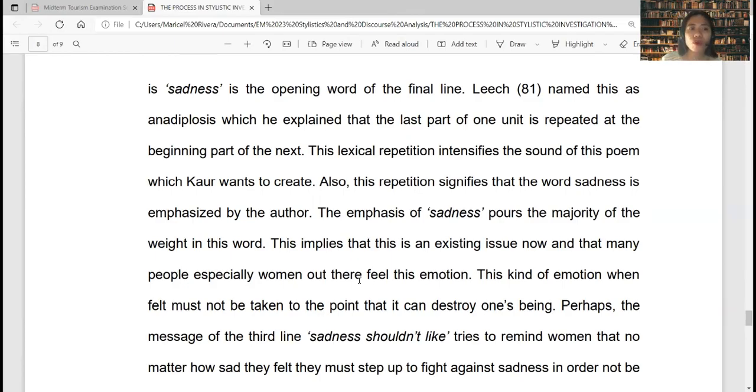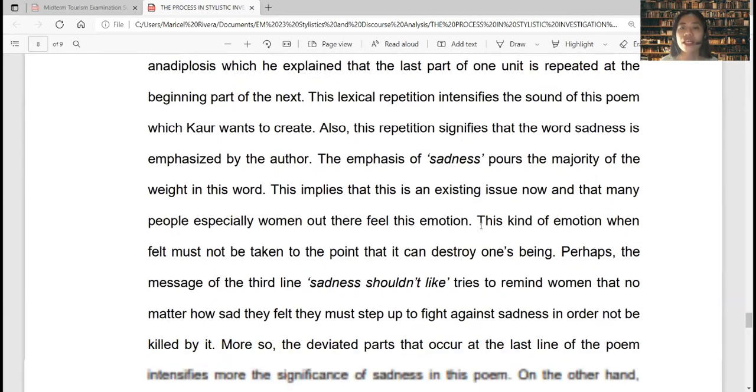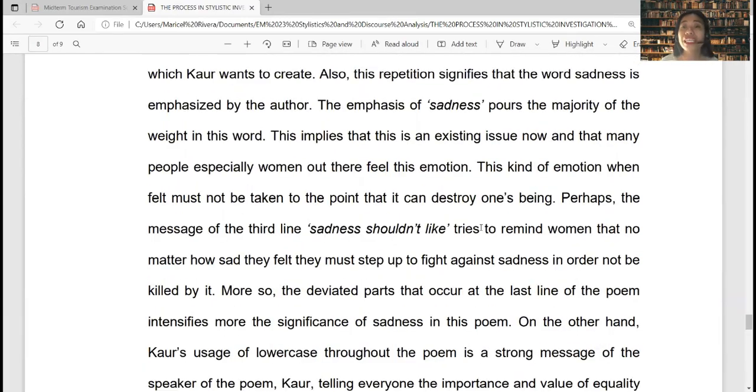So this kind of emotion, when felt, must not be taken to the point that it can destroy one's being. Perhaps the message of the third line, sadness shouldn't, tries to remind women, feminism ba ya, diba? Empowering women. Remind women that no matter how sad they felt, they must step up to fight against sadness in order not to be killed by it. Not to be killed by it.